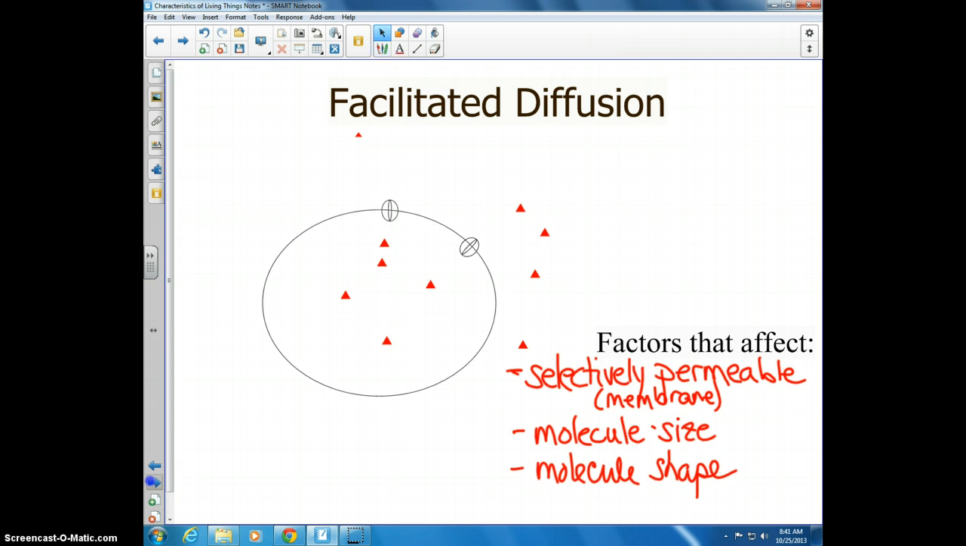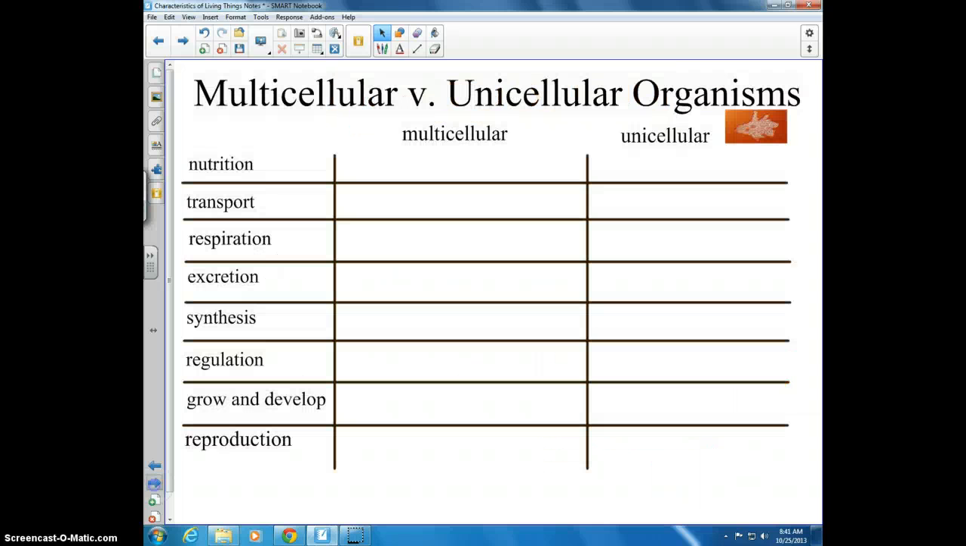Okay. I believe that, oh no, that's not the last page of your notes, is it? Okay. So this should be the last page of your notes. What we are going to do here for the next few minutes is talk about multicellular and unicellular organisms. On your Regents exam, they always ask you to compare multicellular and unicellular organisms and how they carry out the same life functions even though they have completely different structures. So I am going to give you a minute to think about that, and then we'll work together to fill out this chart.